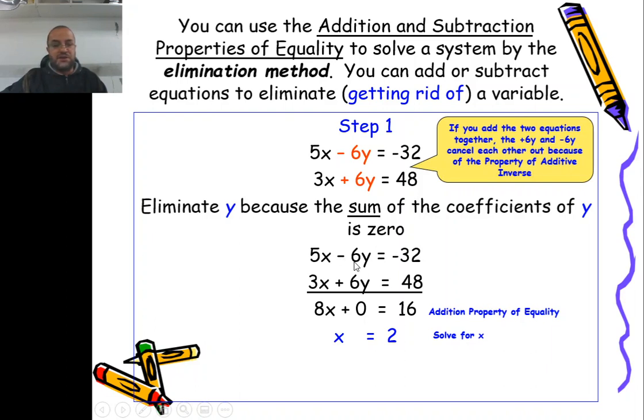We put the equations as we are adding any two sums of numbers: the x with x, the y with y, and the numbers with numbers, and the equals under the equals. So let's add here: 5x plus 3x equals 8x, minus 6y plus 6y equals 0, and minus 32 plus 48 equals 16. And here we eliminated y. We got rid of y, and we get a new equation which is 8x equals 16, and then x equals 2. So this is the first step.